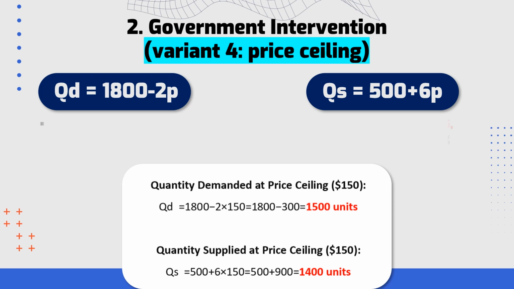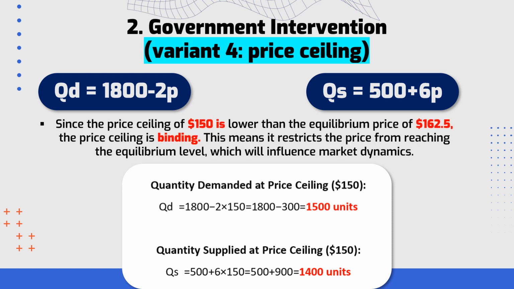So absolutely the same logic. We need to substitute the P variable by the new price, and here we have the result of QD and QS. Given the price of 150, the quantity demanded is 1500 and the quantity supplied is 1400 units.